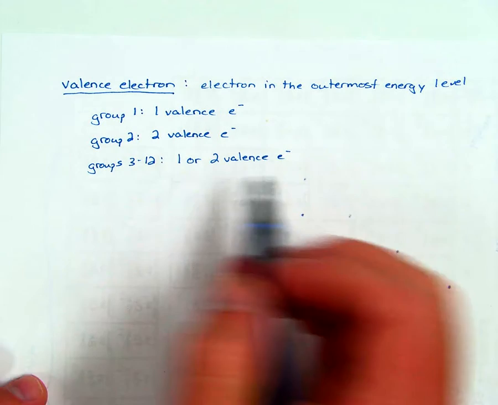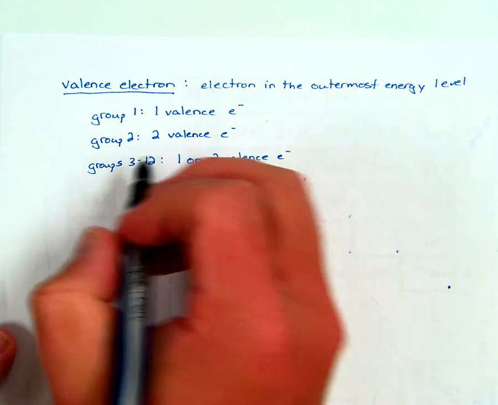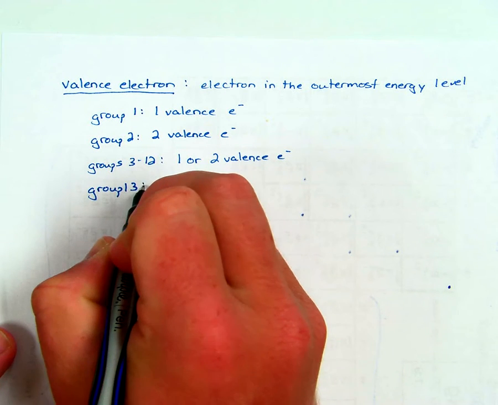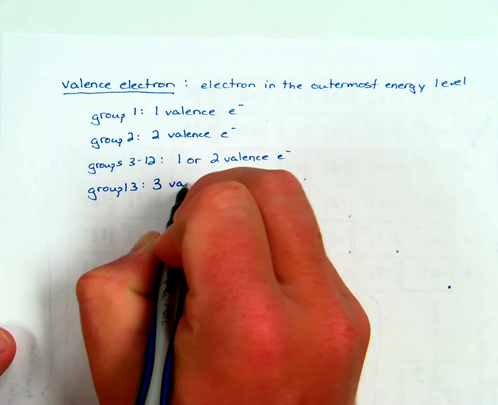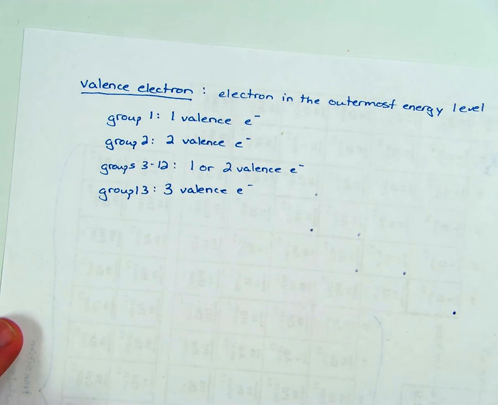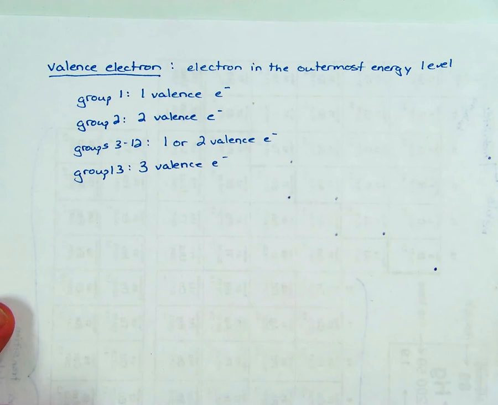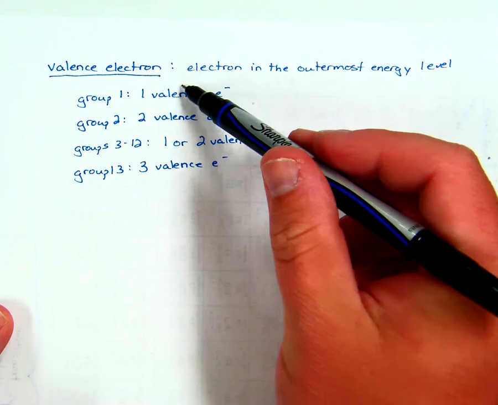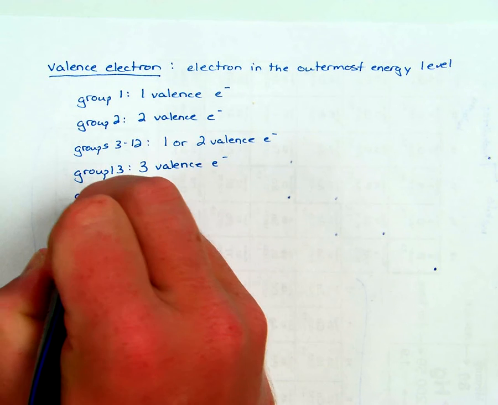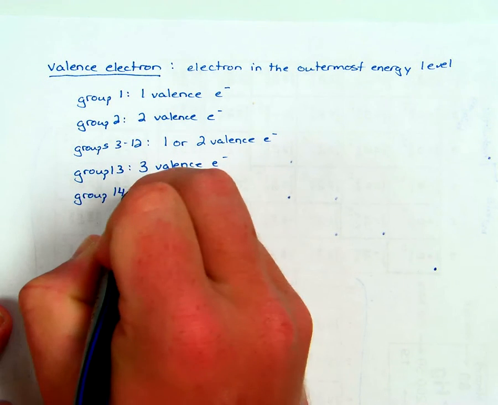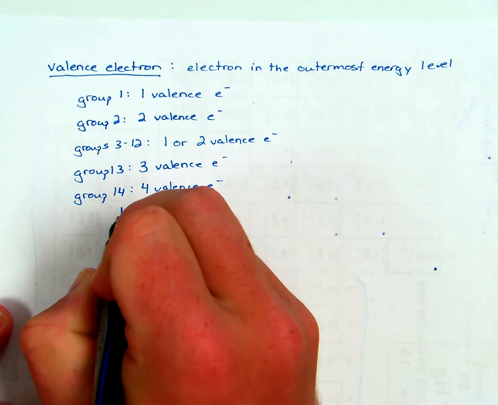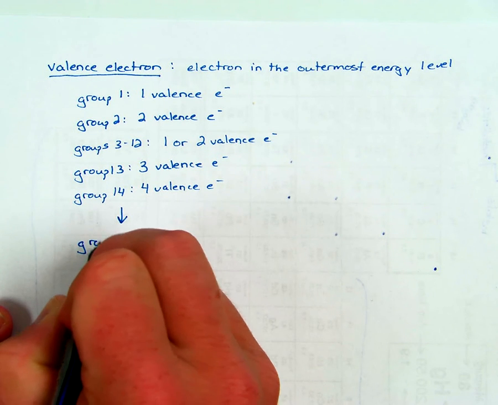The trend continues when we get to group 13. Group 13 elements have 3 valence electrons. Not 13, 3. Okay, elements can't have 13 valence electrons. That's something else we'll learn about later as far as why that is. So group 1 has 1, group 2 has 2, group 13 has 3, and then this trend continues. Group 14 would have 4 valence electrons, and the trend continues up to group 18 with 8 valence electrons.